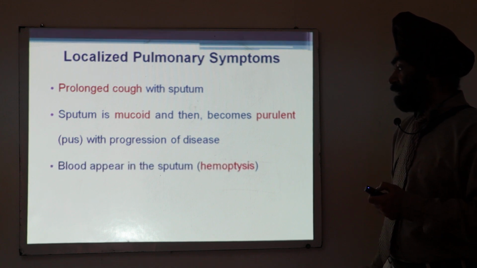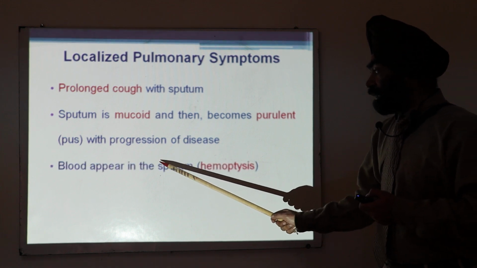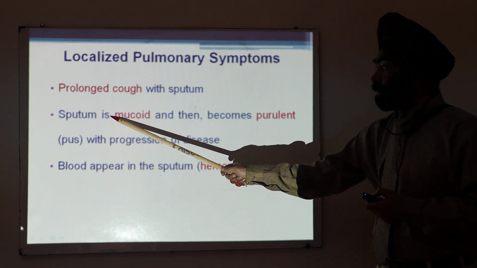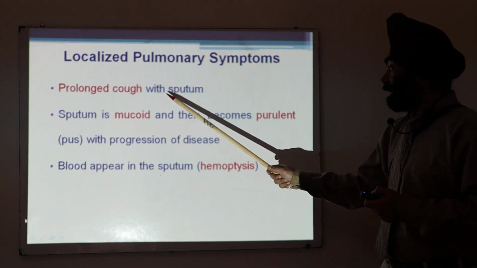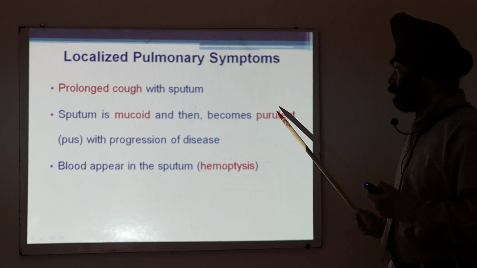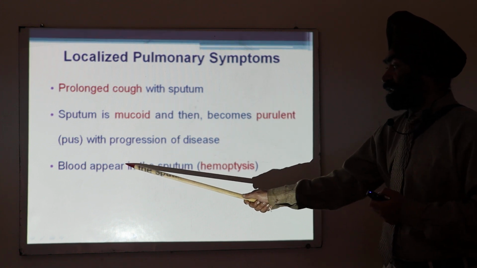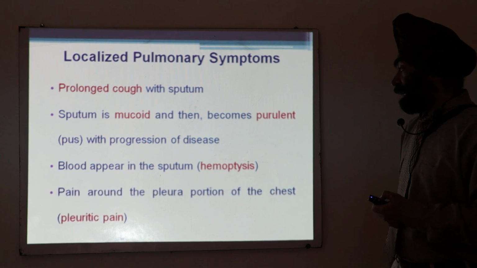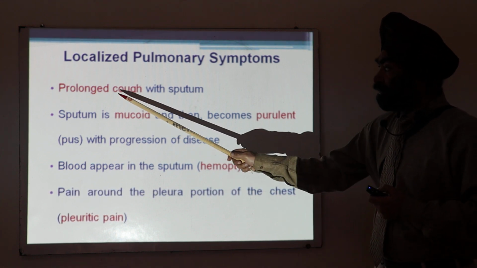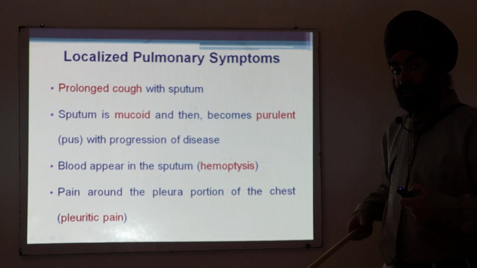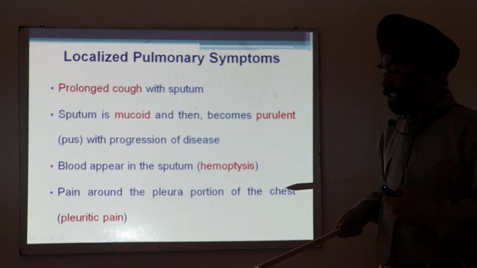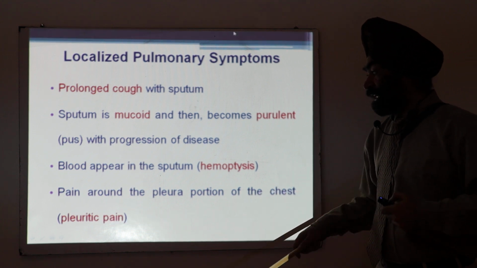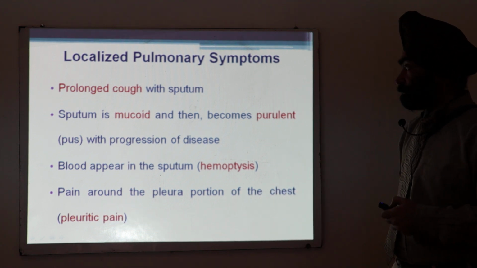And later on this sputum starts containing blood. So you see, in the mild condition sputum is just mucus. Then it becomes more viscous, purulent, and later on blood starts appearing in the sputum. That is hemoptysis. Then because the person is coughing for a long period of time, pain starts appearing around the chest in the pleural cavity. So this is called pleuritic pain. There is an intense pain in the chest area.